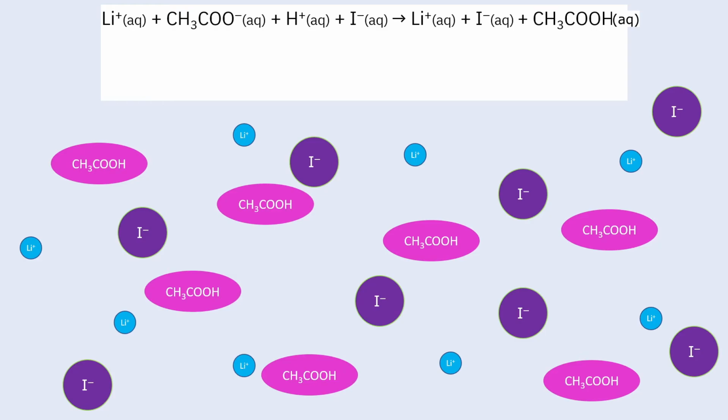What we have now are lots of acetic acid molecules. Acetic acid is a weak acid and it barely dissociates into ions. So looking at the total ionic reaction here, we can eliminate the spectator ions, and that would be lithium and iodide. And we come up with a net ionic reaction that is shown here.